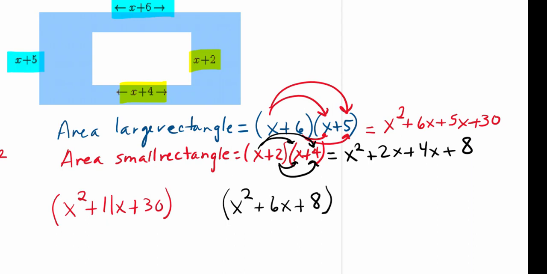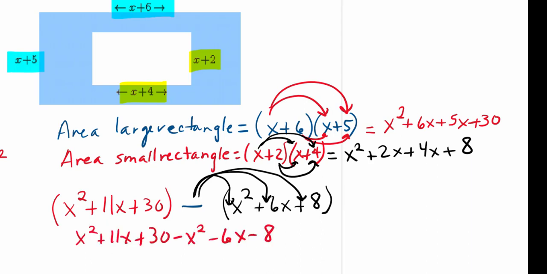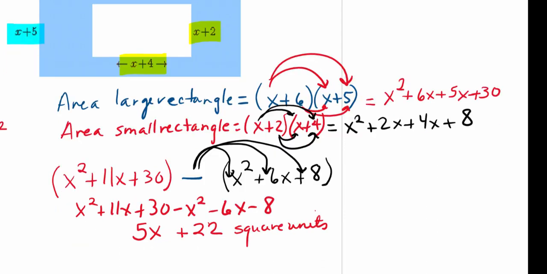And we're going to subtract these two to find the area of the shaded region. So that means that we're going to have to distribute this negative here. It's going to go to all three terms in the second rectangle's area, which is that hole, right? So we have x squared plus 11x plus 30 minus x squared minus 6x minus 8. And now we're going to combine these like terms here, and we get 5x plus 22 square units as the area of the shaded region.